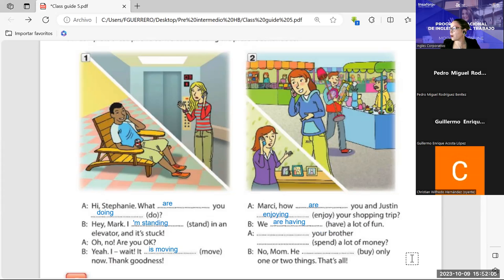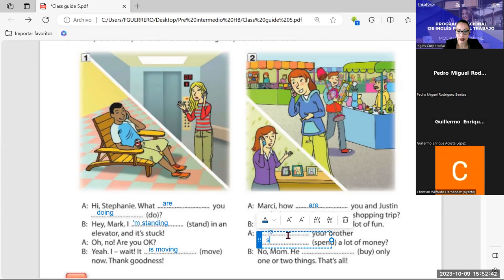Are your brother there? The subject is your brother, tu hermano. It's your brother. Se refiere a él, al hermano. Your brother. It's your brother.